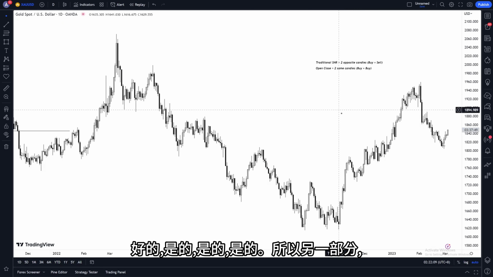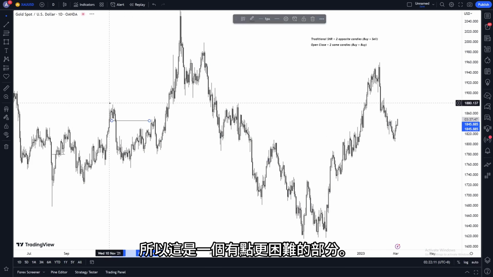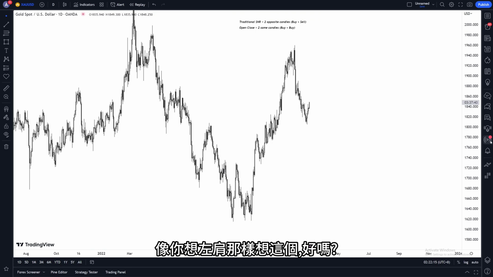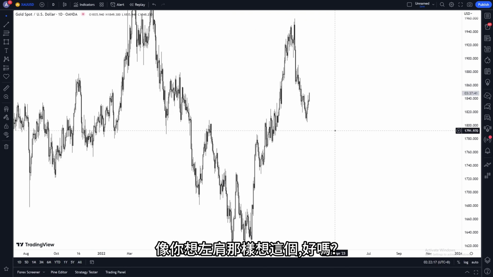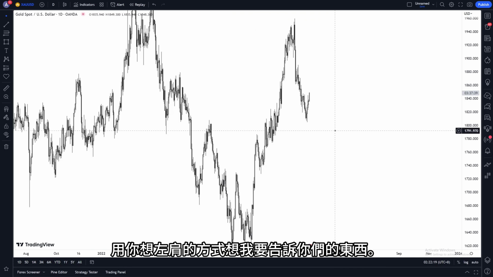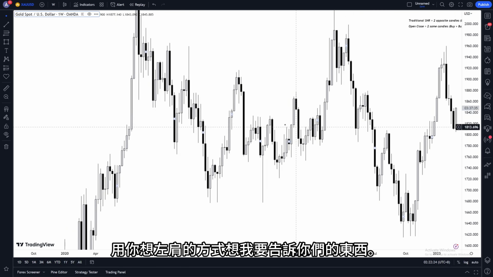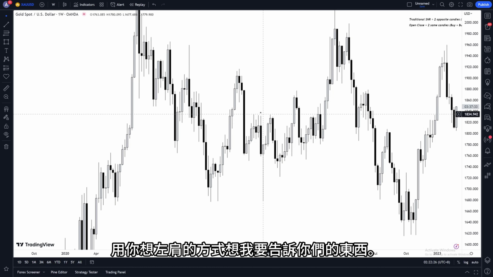This is a little bit more difficult part. Think about this like you think about left shoulders. You guys get what I'm trying to say? Think about what I'm about to tell you like the way you think about left shoulders. Where did this come from?